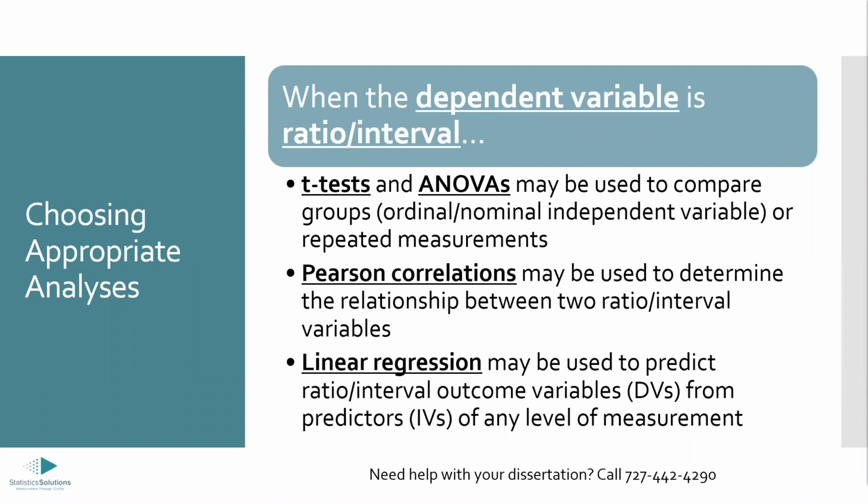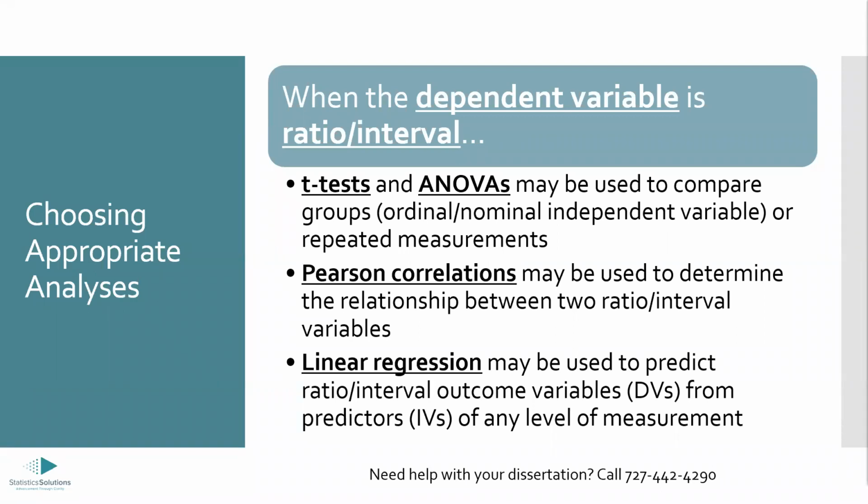So now let's go over the more complicated types of analyses and what is appropriate depending on the level of measurement. And this will generally be dictated by the level of measurement of your dependent or outcome variable. So what are the types of analyses we can do when our dependent variable or our outcome variable is a ratio or interval level of measurement?